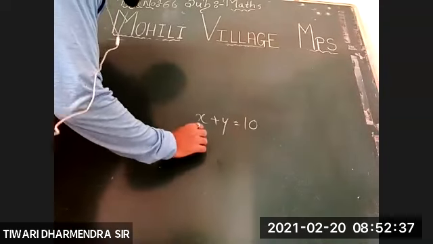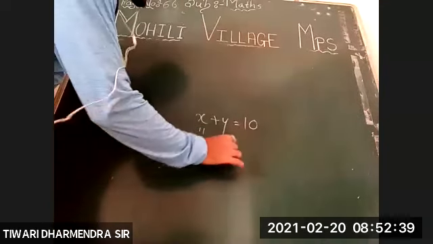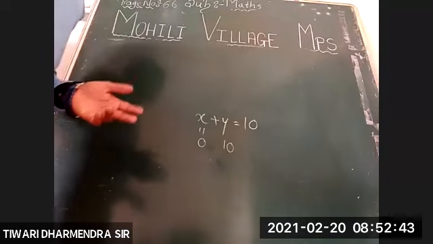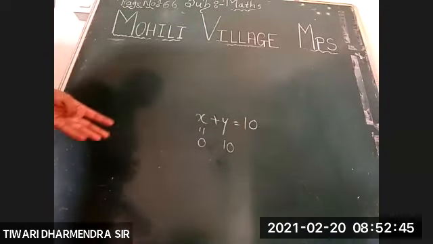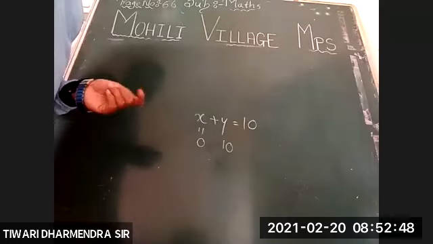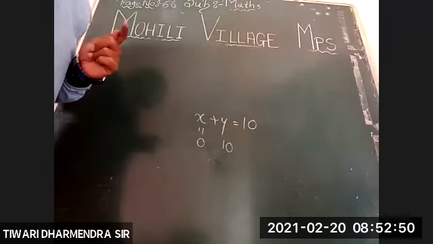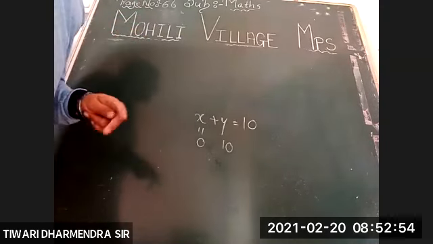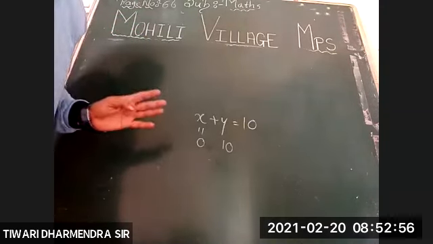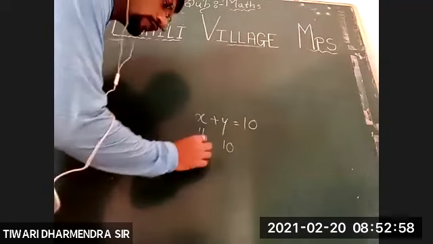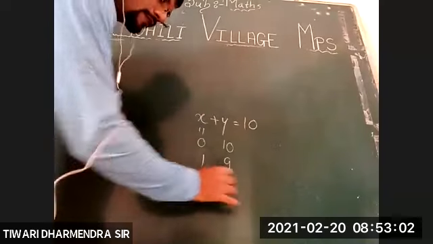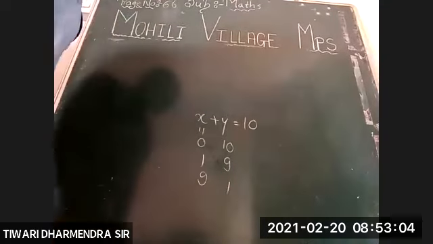If we keep x as 0 and y as 10, it is going to satisfy the equation. Solution means the values which satisfy the given equation, meaning left hand side should be equal to right hand side after substituting the values. That is called a solution. So this is one solution. Next is 1, 9. Next is 9, 1. These are two different solutions.